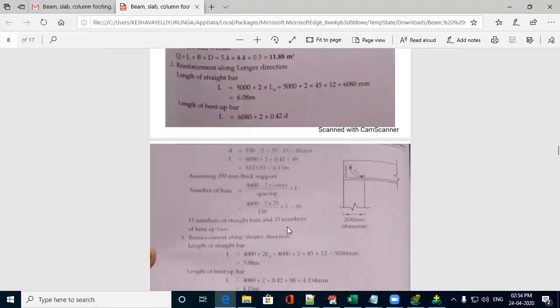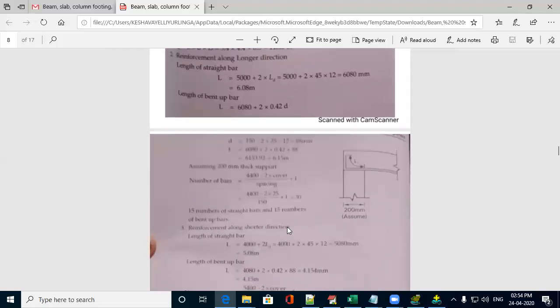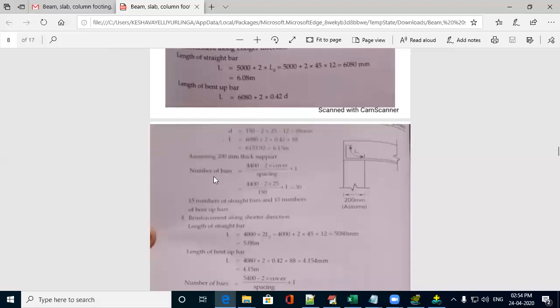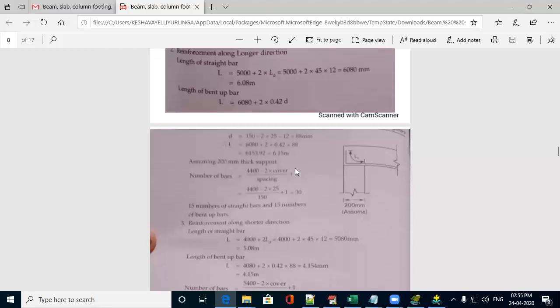Now we need to calculate how many bars are there in the longer direction. We have already assumed the support thickness to be 200 mm. So considering the same here, to find out the number of bars in the longer direction, you have to use the shorter span distance, that is 4400 mm, minus 2 times the cover divided by spacing plus 1. Always it should be done.